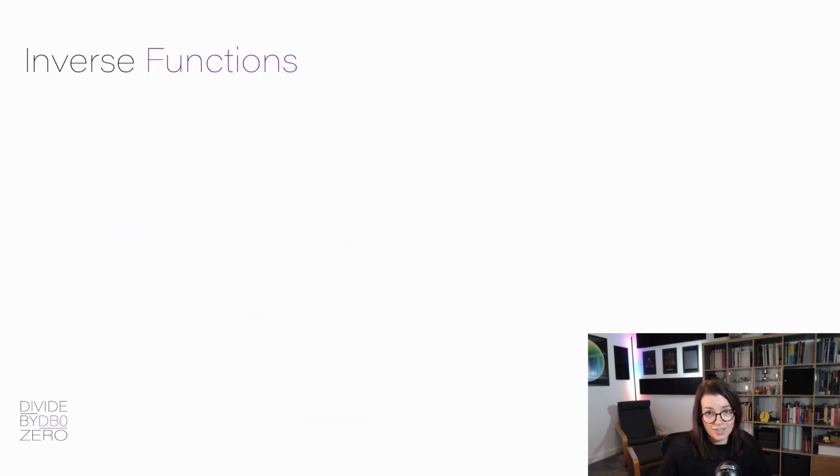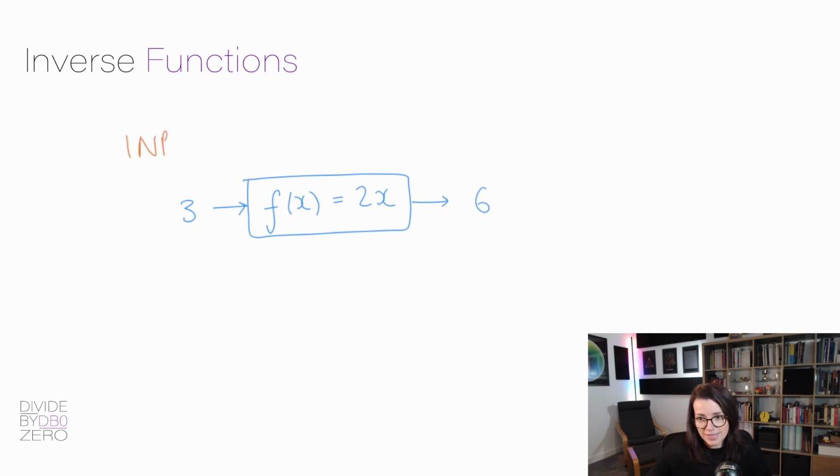Let's talk about inverse functions now. An inverse function does the reverse or opposite to the function that it came from. So once again, if we think about a nice simple example, let's say f of x is equal to 2x. If that's our machine and we put 3 in, then 2 times 3 is 6. That's what's going to come out there. So our input is 3 and our output is 6.